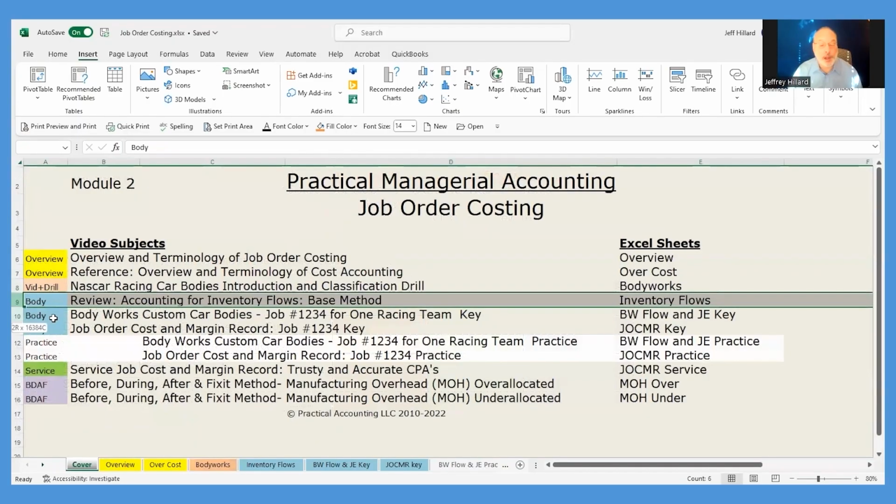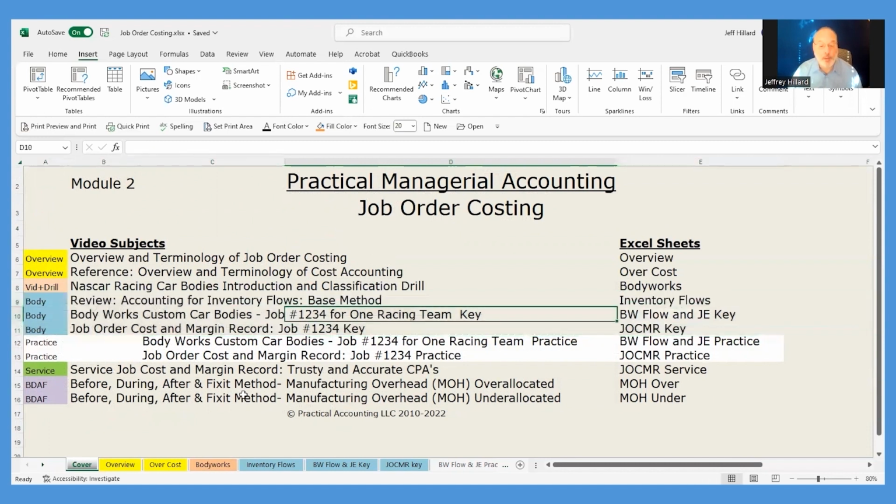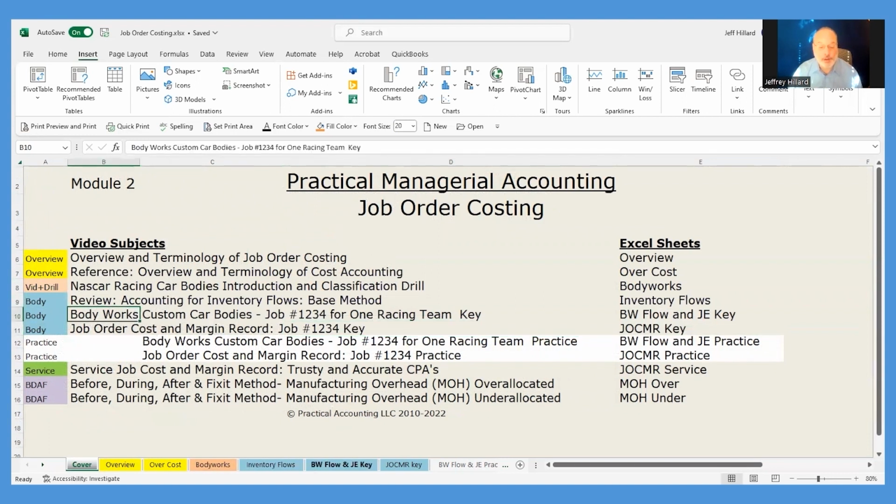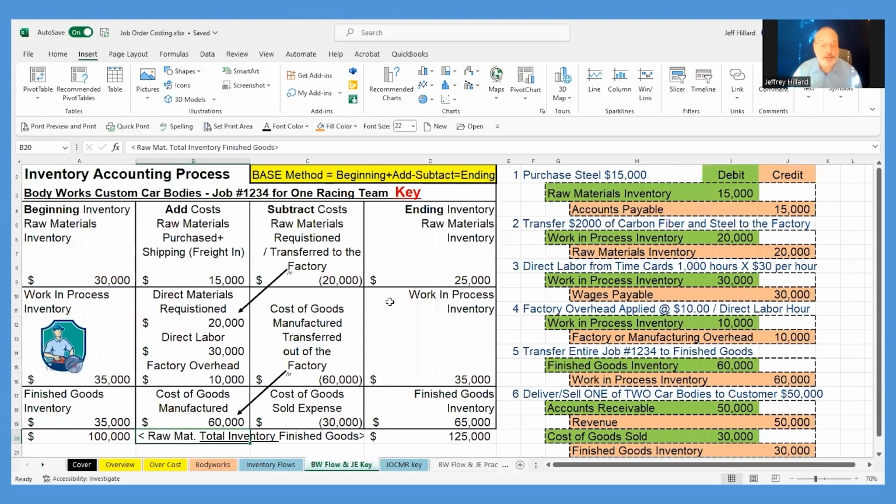Get into it and actually compute the cost of one racing team's job. We're going to call this job 1, 2, 3, 4. I'm going to show you the key for the journal entries, the transactions, as well as the process for making the job cost record. But let's remember, we're using the BASE method.